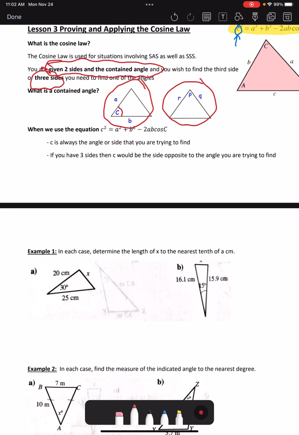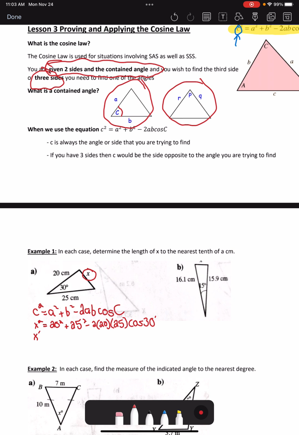So I'm going to write down the equation just to start with. So I have c squared equals a squared plus b squared minus 2ab cos C. So when I fill this out, x would be the side that I'm trying to find, so that would be my c side. A and b would be the 20 and the 25. It does not matter which one you put where. You could make A 20 and B 25 or vice versa. You'll get the same answer regardless. So I'm going to go 20 squared plus 25 squared minus 2 bracket 20 bracket 25 cos and then the angle, which is 30 degrees.